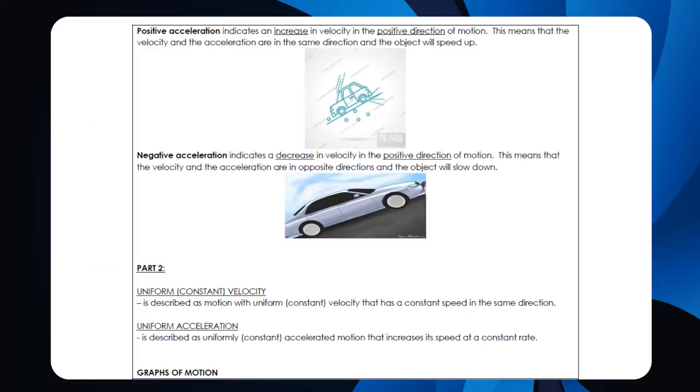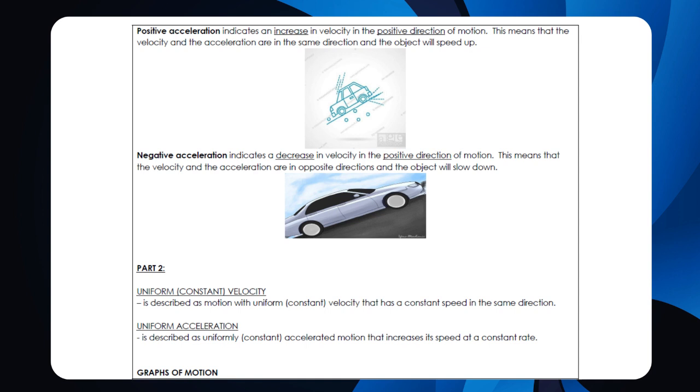Positive acceleration indicates an increase in velocity in the positive direction of motion. This means that the velocity and the acceleration are in the same direction and the object will speed up. Negative acceleration indicates a decrease in velocity in the positive direction of motion. This means that the velocity and the acceleration are in opposite directions and the object will slow down.